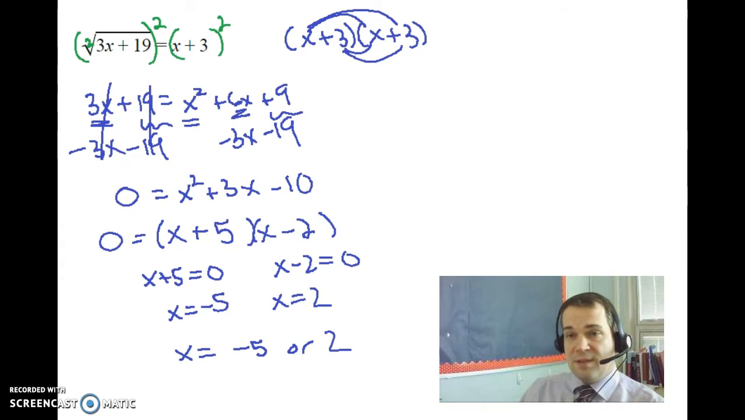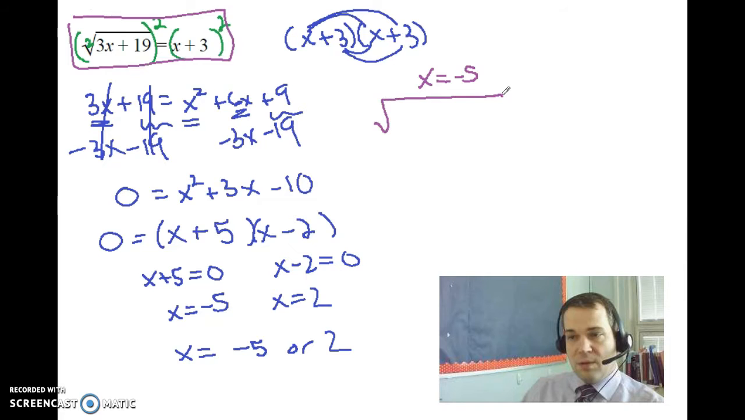But because this is a radical equation, I do have to take the step of checking my work and making sure that these actually are answers. We'll start with x equal to negative 5 in the original equation. So that would give me the square root of 3 times negative 5 plus 19 equal to negative 5 plus 3.